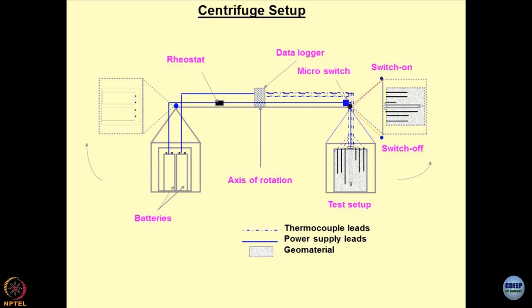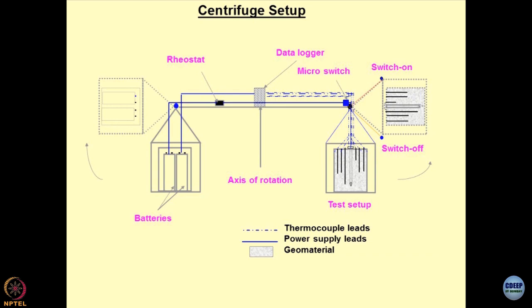So what you are observing here is the axis of rotation of the centrifuge. It is a beam type centrifuge. This is the sample which is instrumented with the thermal probe and different thermocouples. And for batteries, we have used another bucket, and we have used them as counterweight.